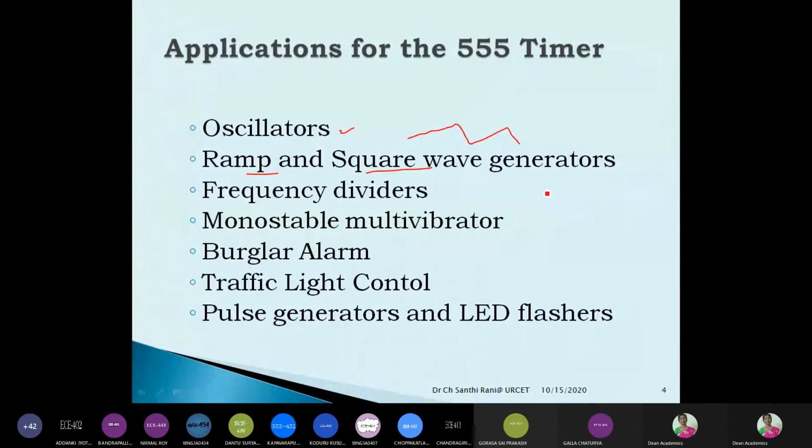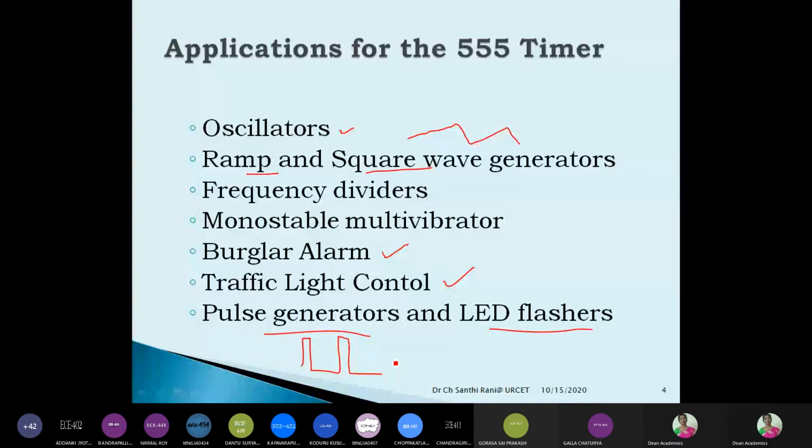You know what is a monostable multi? We have studied earlier. So monostable, mono means one, so one stable state it has, and then burglar alarm, and then traffic light control, which I have mentioned, right? So like that, so many circuits, so many applications you can use this 555 timer, or you can design so many circuits. Okay, then pulse generator and LED flashers. Pulse generator means, of course, it is also the short pulse.